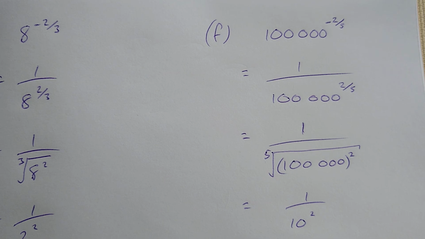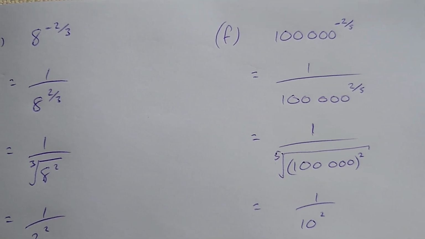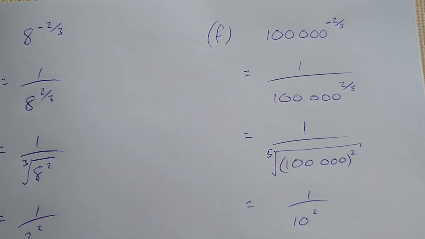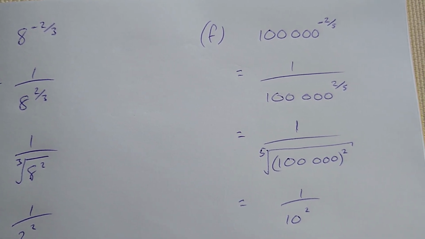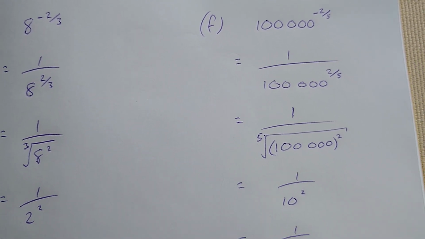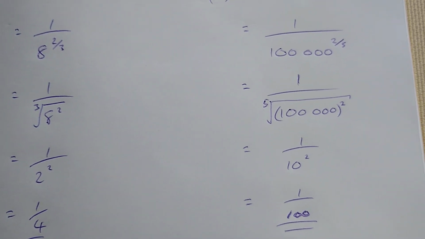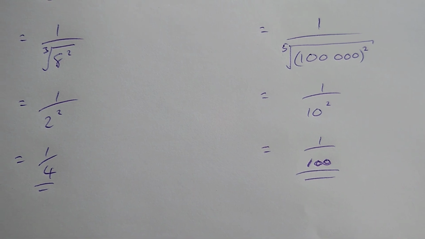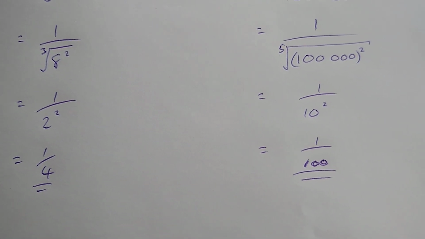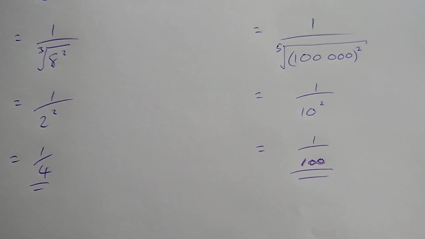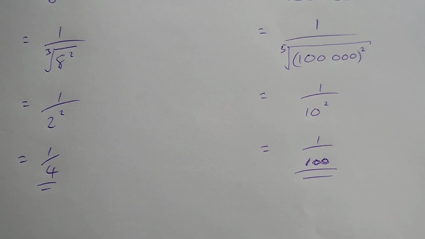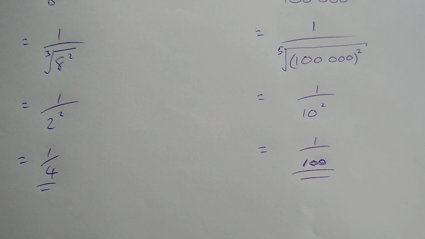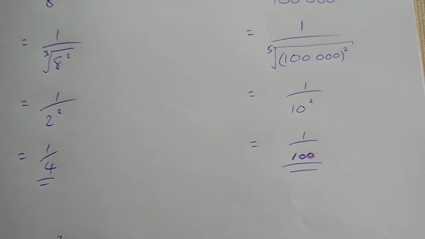F. Big looking number, 100,000 to the power negative 2/5. Let's go through the same process. Negative power, let's move that number down, so it's 1 over 100,000 to the power 2/5. So I'm looking for the 5th root of 100,000 squared. Again, take the root first. So what multiplied by itself 5 times makes 100,000? Well, there's a lot of zeros in there, so it's probably got something to do with 10.